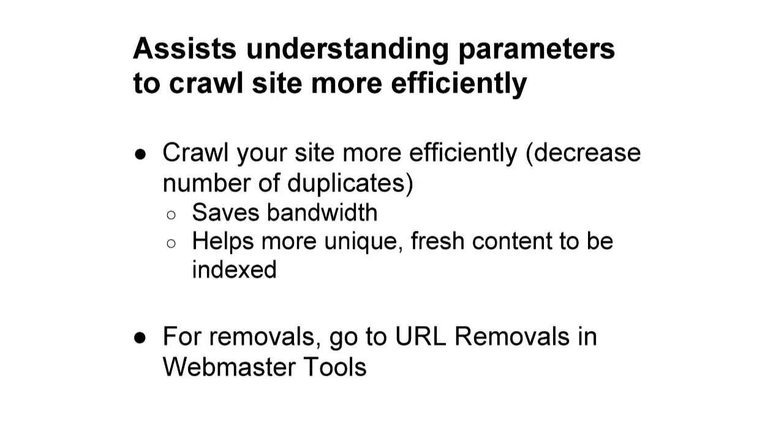Essentially, with your input in URL parameters, it helps us understand your site better so we can crawl more efficiently. By crawling more efficiently, we don't crawl as many duplicates, and that will save you bandwidth and helps us focus on your unique content rather than crawling the duplicative information repeatedly. But if you want URLs removed, you can go to URL removals in Webmaster Tools. Again, the URL parameters feature is to crawl more efficiently. It's not about removals or explicit robots.txt disallowing.